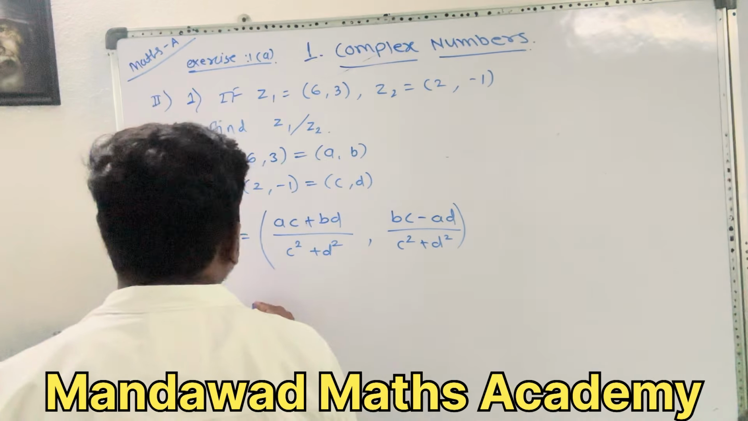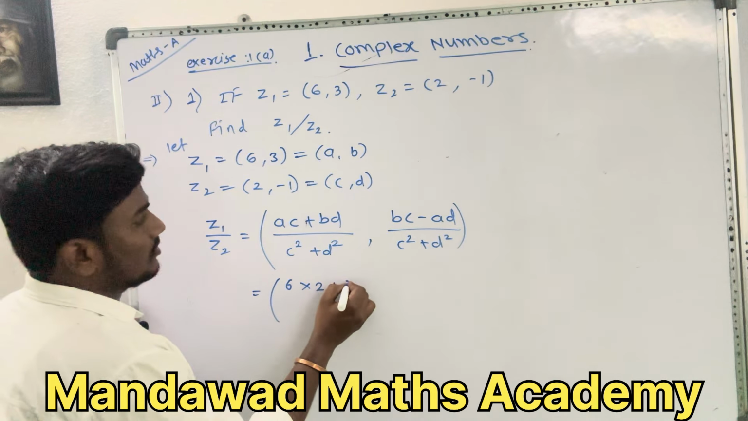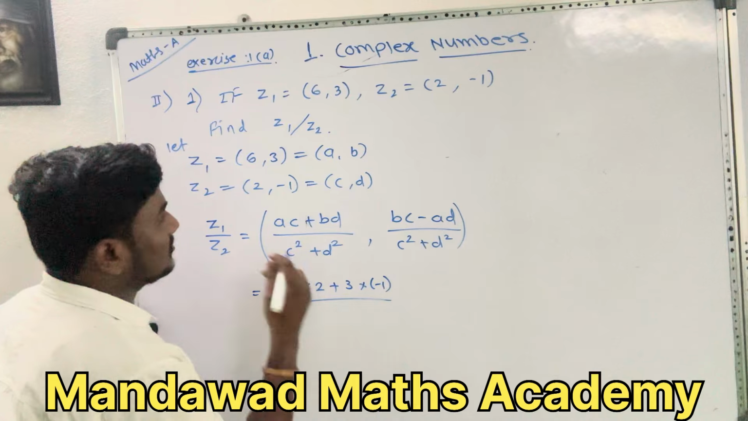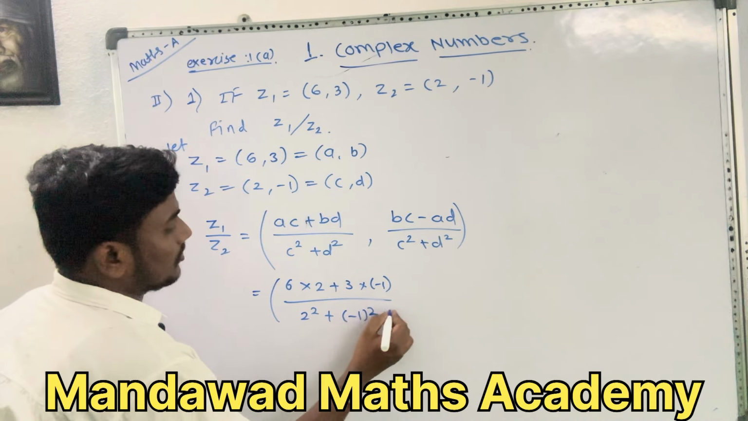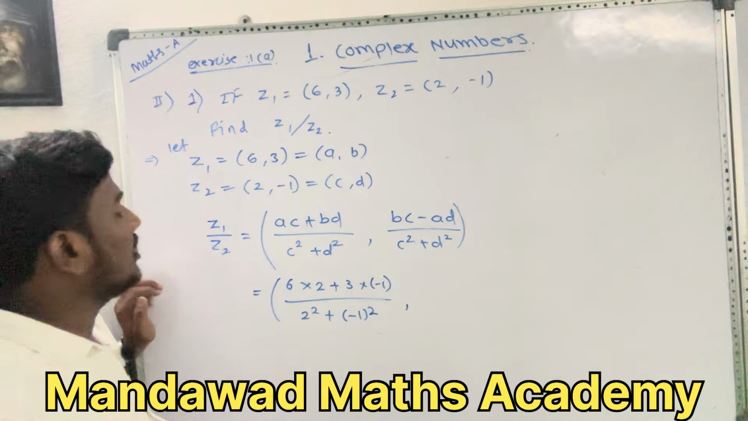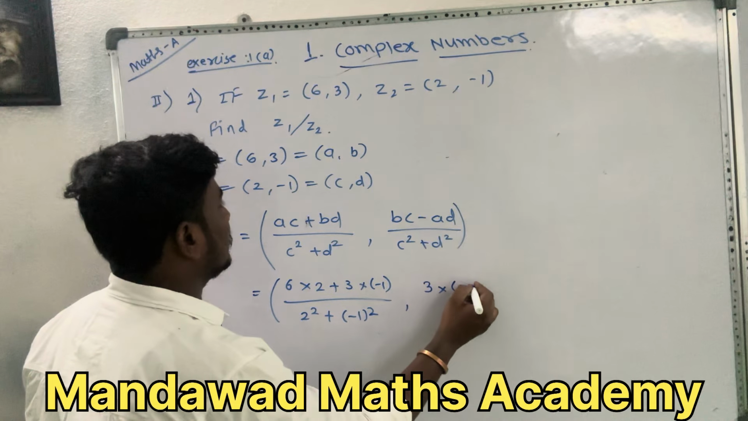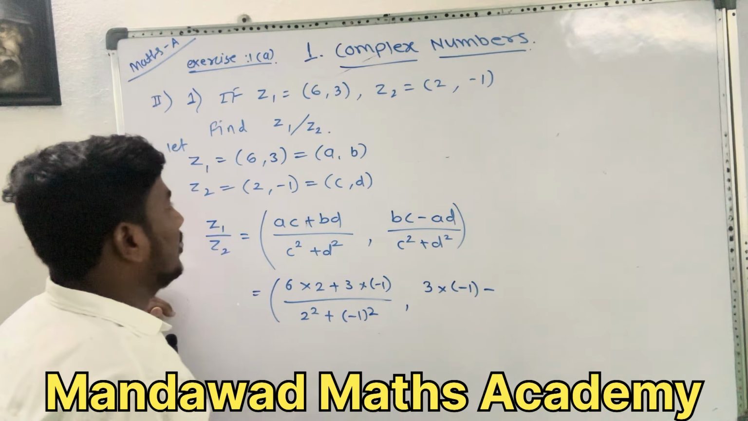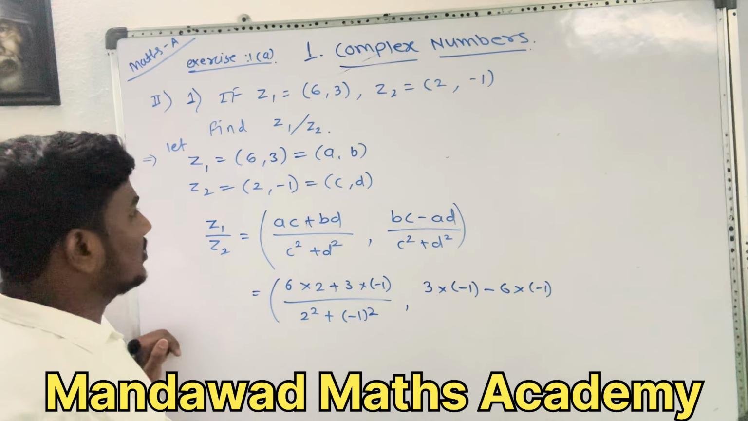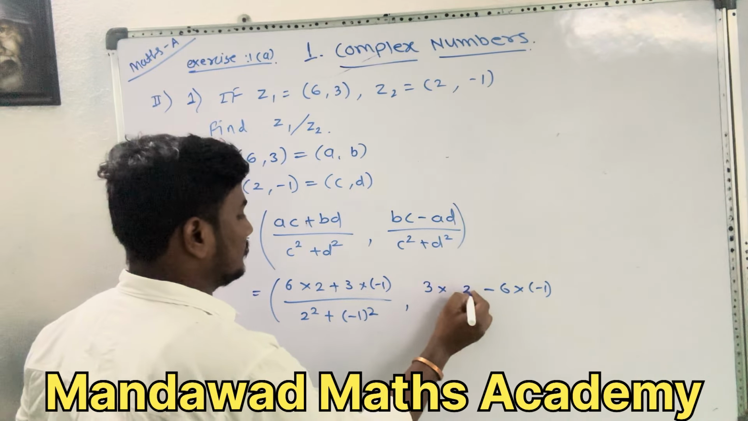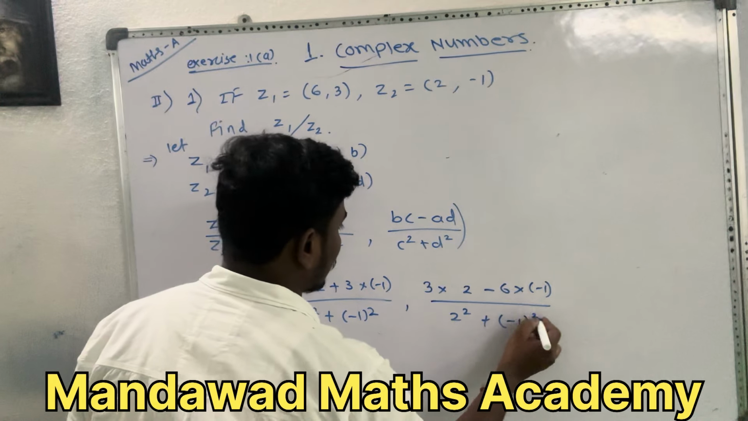So what is the value of A? A is 6 into C is 2, plus 3 into minus 1, divided by C is 2 square plus D is minus 1 square, comma. Here B is 3 into C is minus 1, minus A is 6 and D is minus 1. What is the value of C here? 2, sorry. Once again I check these values. C is 2 square plus minus 1 square.